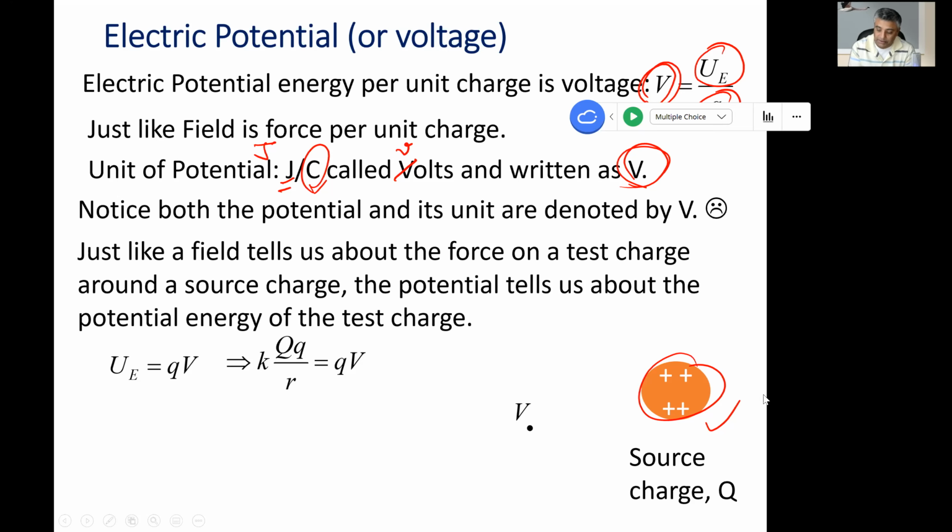Looks like I did not write it. So our potential energy was KQq over R. So that was the potential energy, right? Now, what is the potential then? Potential is just potential energy divided by the charge, which means this charge is going to go away for the potential. So that's the formula for the potential.